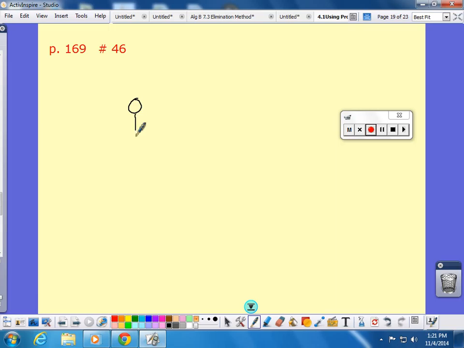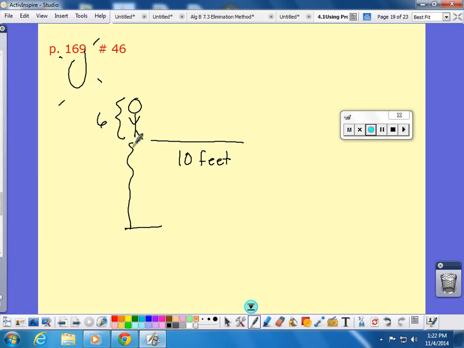Alright, forgive my drawing here, but we've got a person, and that person is 6 feet tall, and the sun is casting a shadow of this person on the ground that is 10 feet long. But at the same time, we have this large statue. We don't know how tall it is, but it's casting a shadow on the ground. We can't measure something up here, right? We gotta measure something on the ground. It's 16 feet long.